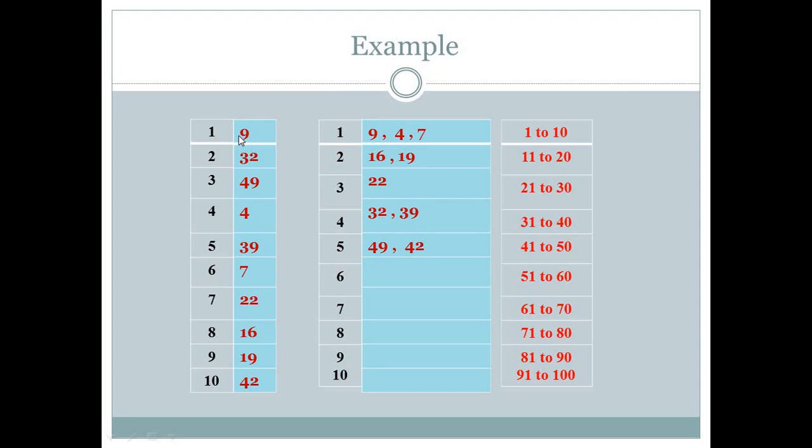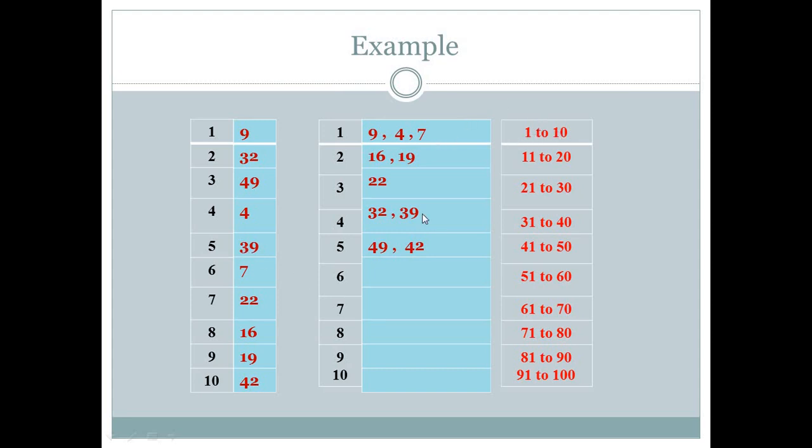9 corresponds to this first bucket, meaning it is between 1 to 10. The second element is 32, so it will be in the number 4 bucket. The next element is 49, so we will put it into the 5th bucket. Why? Because it is 41 to 50. The next element is 4, so we will put it into the first bucket. Why? Because 4 is between 1 to 10.